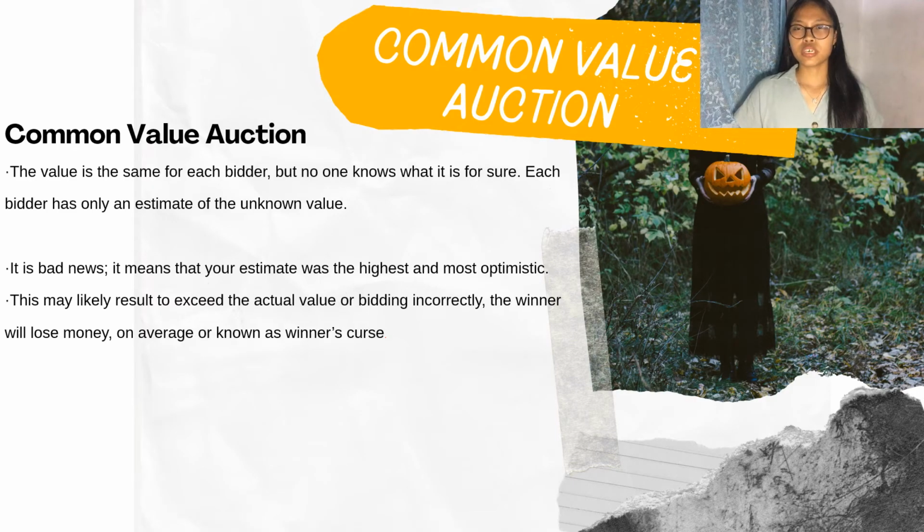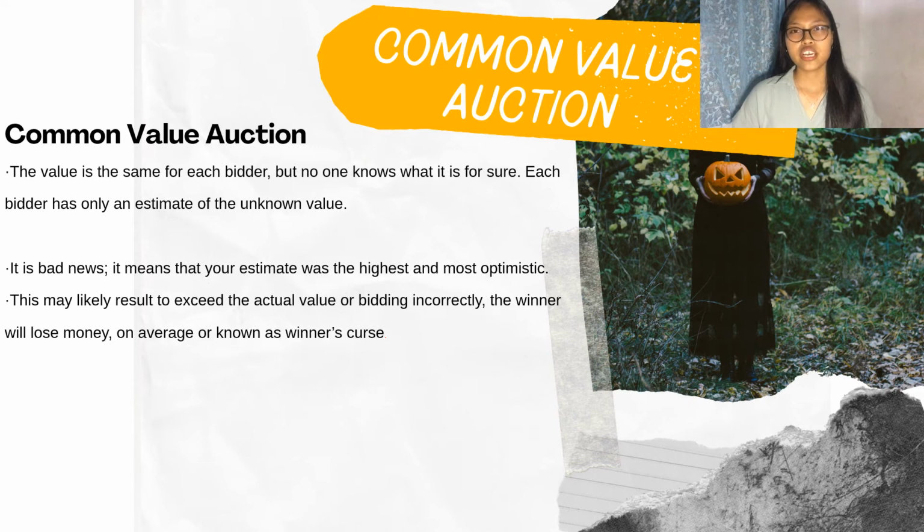Common value auction is defined as the value is the same for each bidder, but no one knows what it is for sure. Each bidder has only an estimate of the unknown value. So when we say common value auction, ang main concept lang nito is ang worth ng item that was being put in an auction is the same to every individual, the bidders. The only thing is that nobody knows what exactly that item is worth. So, bale, mag-bid lang ang bidders based sa kanilang estimate if magkano ba talaga ang worth ng item. And the bidder's estimate is based sa information na dinisclose ng auctioneer.